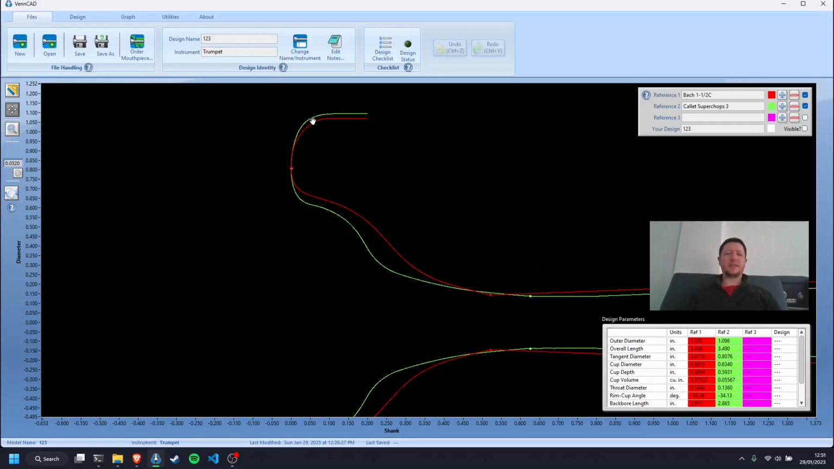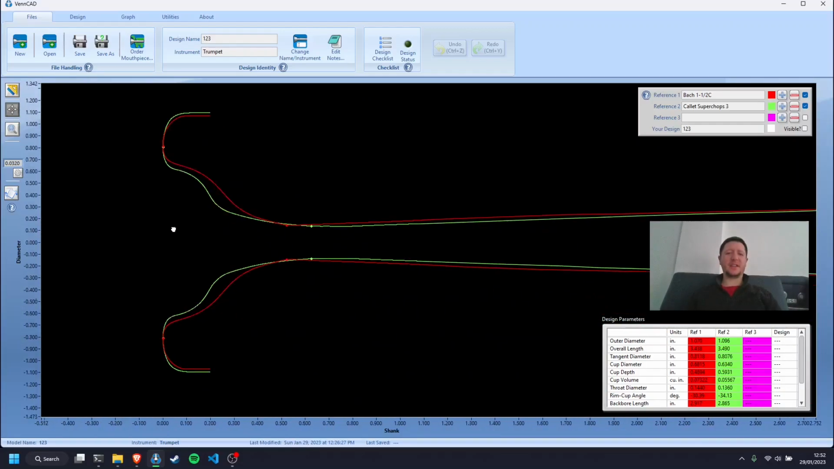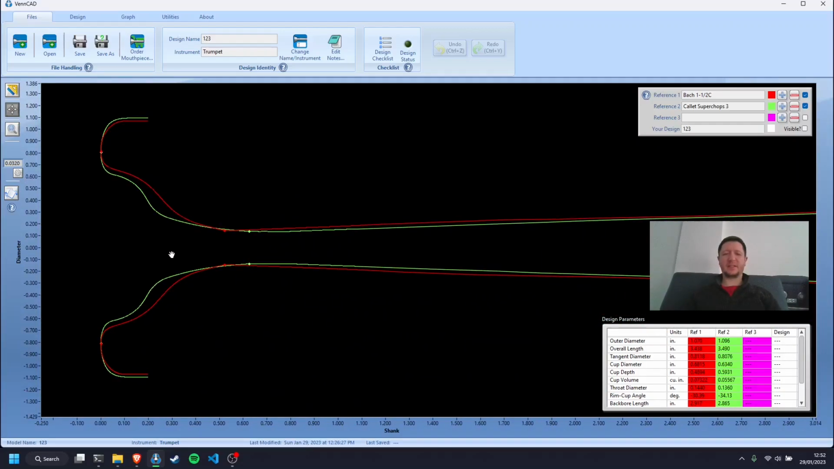And I wouldn't like to say that it's holding your lips in position, because I don't think it's like that, but it's kind of holding your lips in position. Yeah, so there we go. That's just a little bit about the rim, and I think it's particularly interesting to observe this comparison, because obviously the Bach 1.5C is a bit of a staple.